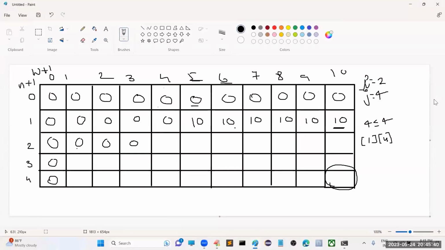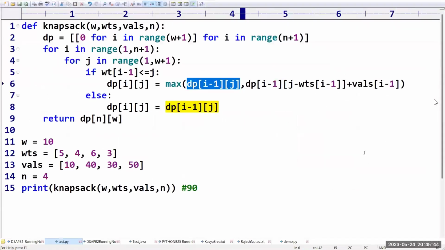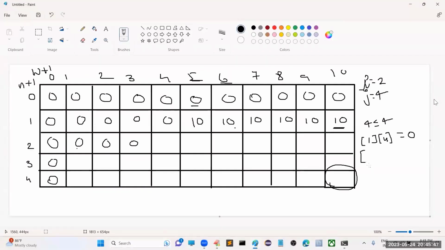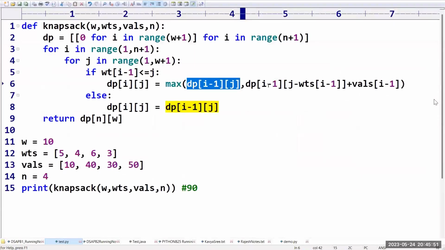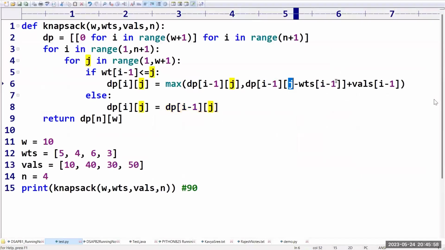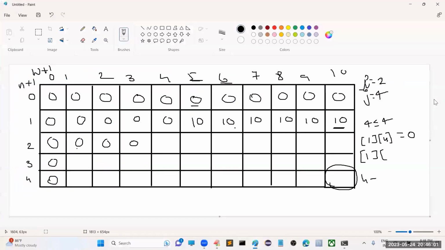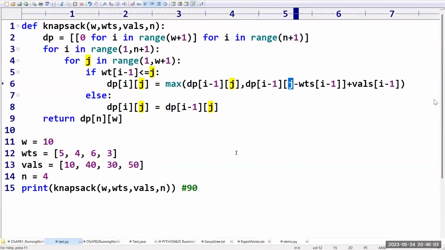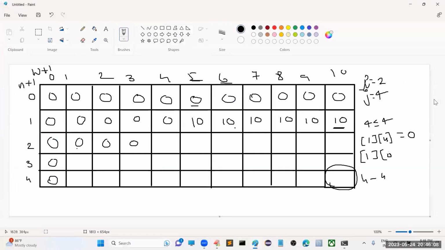So what is the 1, 4 value? I think the 1, 4 value is already 0. So what is the next value we have to calculate? So dp of I minus 1, 2 minus 1, we are going to get 1. And what is the next value? So j minus, j value is what? 4. 4 minus weight of I minus 1. I value is 2. 2 minus 1 means 1. So what is the weight of 1? 4. We are subtracting with 4. So it will become 0, right? So the 1, 0 value. What is the 1, 0? The 1, 0 value is already 0.